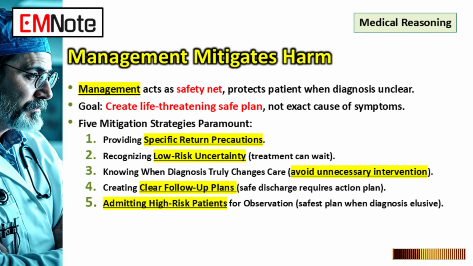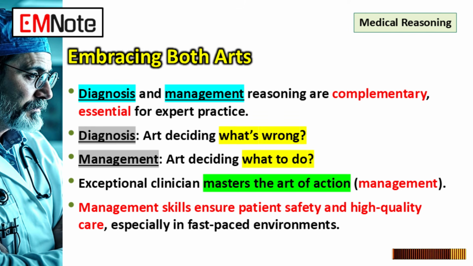This quote about return precautions just says it all. Vague instructions like, "come back if it gets worse," are not helpful. Effective management means giving the patient concrete signs to watch for. It empowers them to be a part of their own safety net. So when you put all this together, what's the core takeaway? What's the main point of mastering both of these thinking processes? It really comes down to this. A patient's success is measured by their outcome, not just by how quickly we can name their disease. A strong management plan is the safety net that protects our patients, especially when a diagnosis is still unclear.